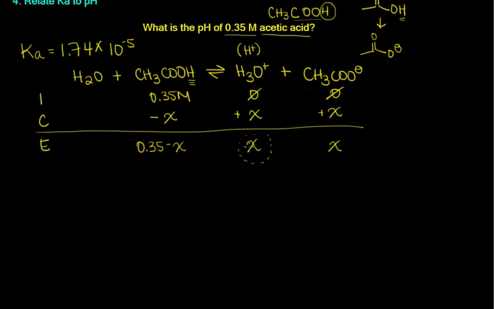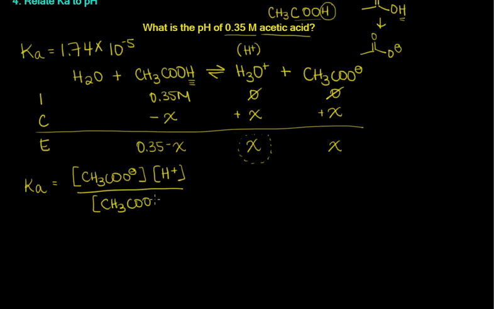The Ka is the dissociation constant, and it is related to the concentration of the products, CH3COO- and H+, over the concentration of the substrate, CH3COOH. Water doesn't count because it doesn't have a concentration. We know all three of these values at equilibrium, and we know the value of Ka. It's listed up here. So we can plug in that we know the concentration of CH3COO- is X.